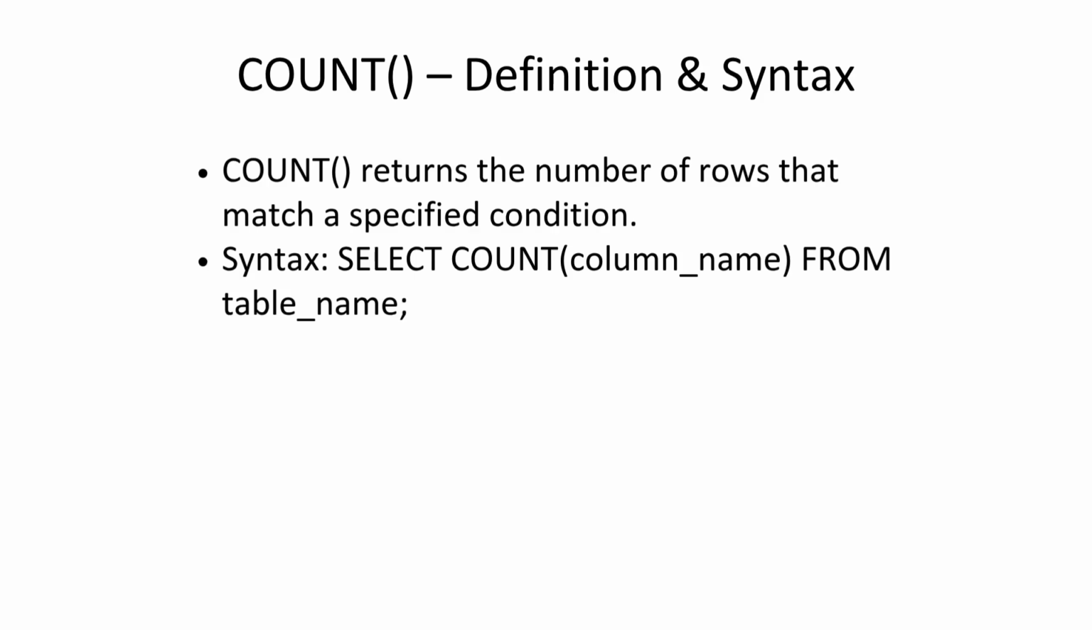Count, definition and syntax. The count function tells us how many rows exist for a given condition. It's perfect when you want to count how many items or people are in a dataset. The syntax is simple. Select count in brackets column name from table name semicolon. If you want to count all rows, use count in brackets asterisk symbol. This is a good starting point for basic analysis like counting employees or products.